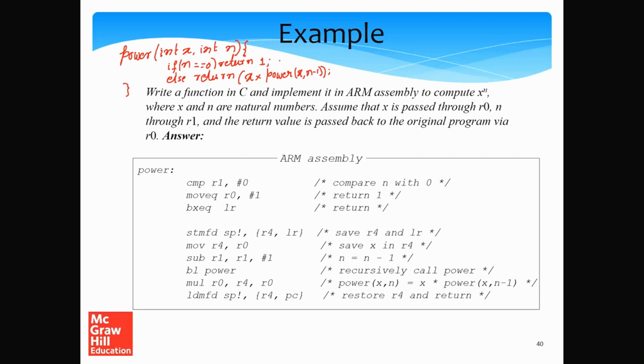We can first implement the first line, which is to compare n with 0. Since n is stored in R1, we compare it with 0. We use a predicated or conditional instruction here: if the equality holds, we execute the instruction move eq, which moves 1 into R0, which is our return value. Similarly, if there is an equality, we execute the bx instruction and jump to the return address.